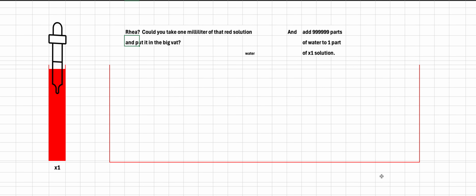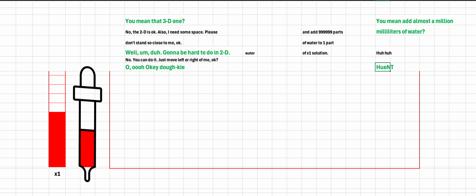Now here's a great big vat. So you can take 1 unit of that right here, and then add 999,999 parts to make a 1 millionth dilution, or concentration, which would be a times 1 million dilution. That's how you say it. A times 1 million dilution is equal to a 1 millionth concentration compared to what it was before.